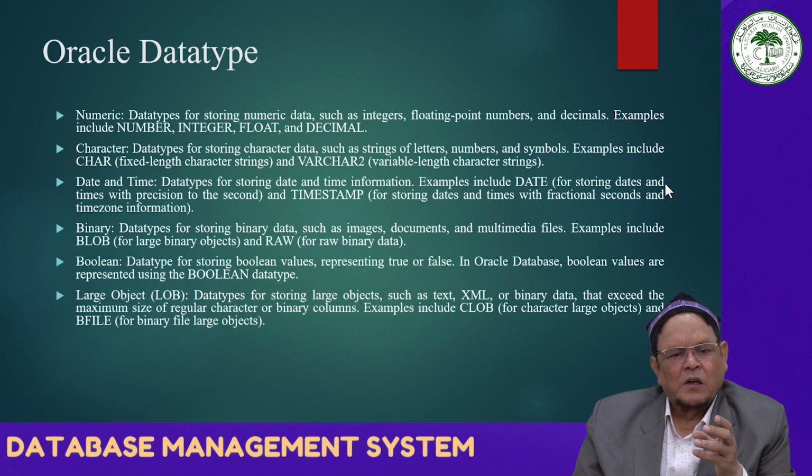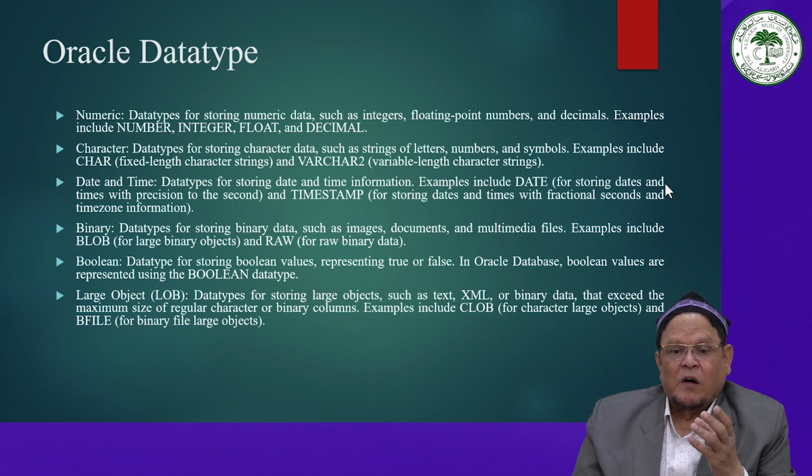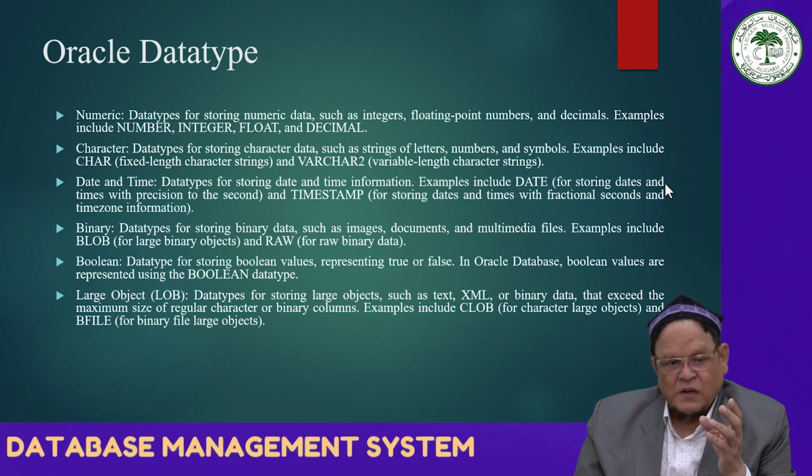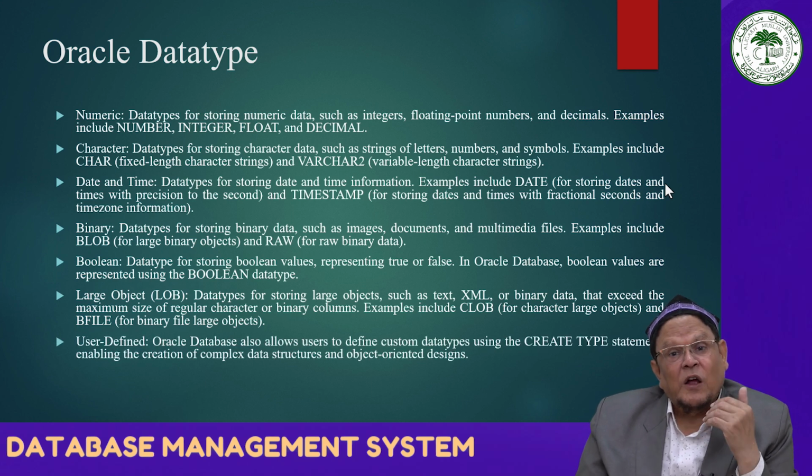Large object, LOB data types, are for storing large objects such as text, XML, or binary data that exceed the maximum size of a regular character or binary column. For example, we can say CLOB for character large object, and BFILE for binary file large object. So these are the data types. And the last is, depending on the requirement, you can define your own user-defined types also. Oracle database also allows users to define custom data types by using the CREATE TYPE statement.